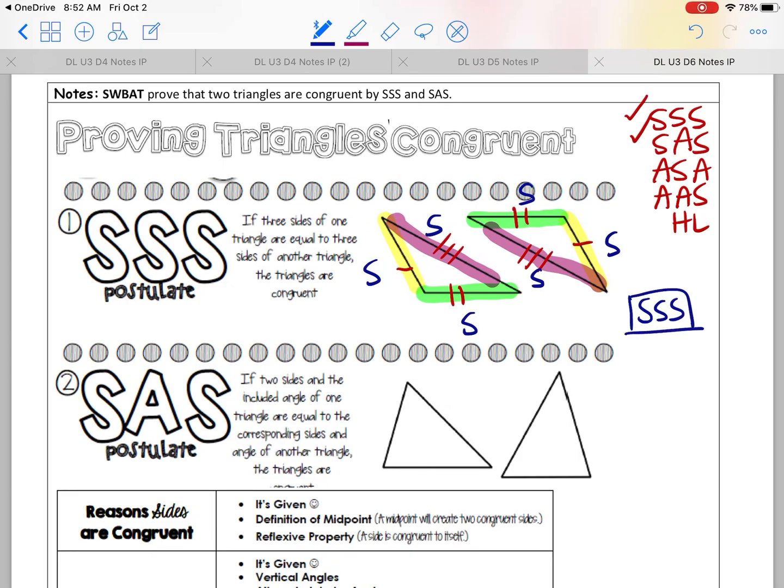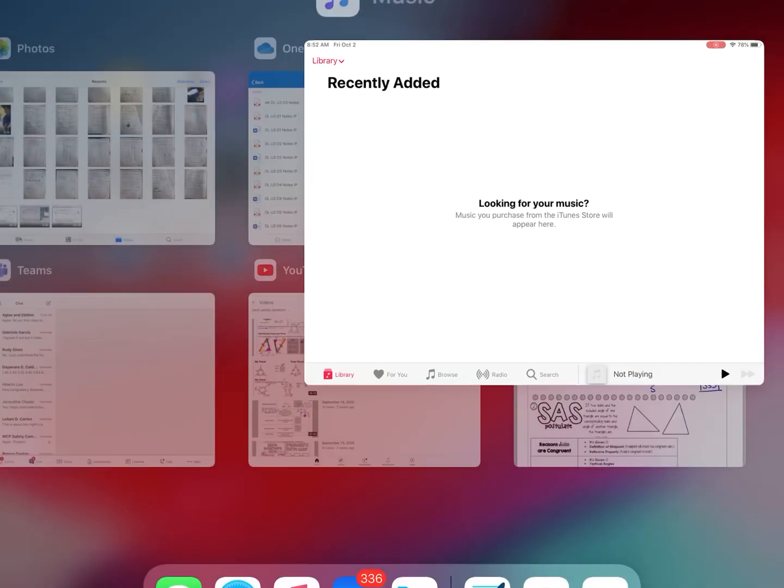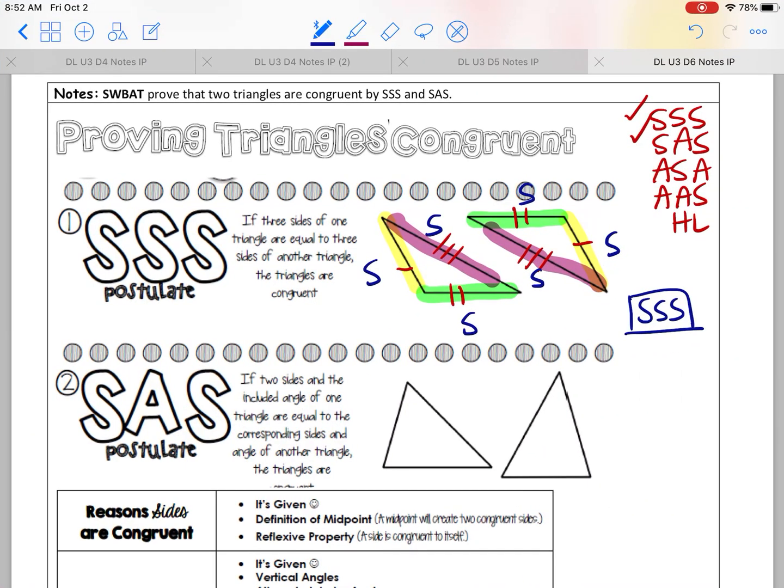Here, because we know that 3 sides of one triangle are congruent to the 3 sides of another triangle, this is enough information for me to say that these triangles are congruent. I don't care about the angles. As long as I'm able to prove that 3 sides of one triangle are congruent to the 3 sides of another, then these triangles will be congruent. This is our first shortcut.